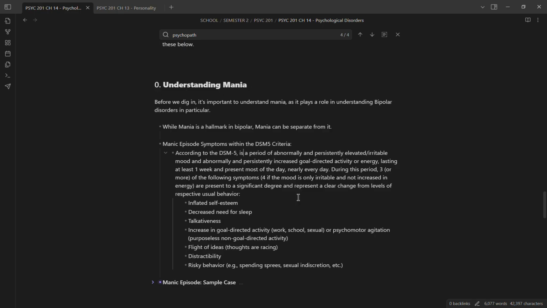So those symptoms are inflated self-esteem, decreased need for sleep, talkativeness, increase in goal-directed activity or psychomotor agitation like purposelessness, or again, higher goal-directed activity in work or school. Flight of ideas, right? So your thoughts are racing. Distractibility, right? You're easily distracted or you're taking more risky behaviors. 3 or 4 of these symptoms classify mania, even if you're only irritable and you don't have more energy.